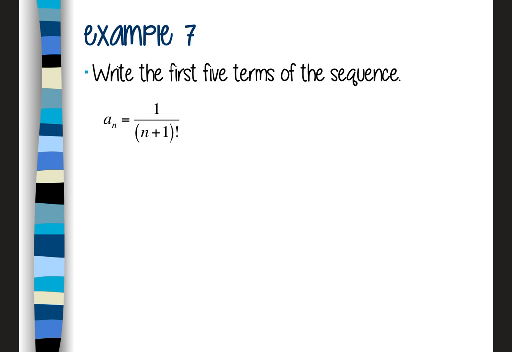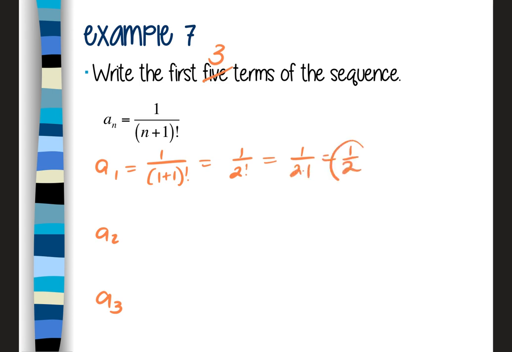So you will see them built into your terms like this. Write the first 5 terms of the sequence. We're going to just do 3 so we catch the point and do not kill ourselves with time. We're going to find the first 3 terms. So A1, A2, A3. Everywhere there's an n goes 1. So 1 over 1 plus 1 factorial becomes 1 over 2 factorial. And 2 factorial is what? 2 times 1, which is 2.